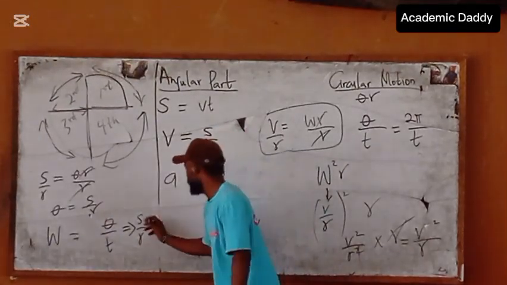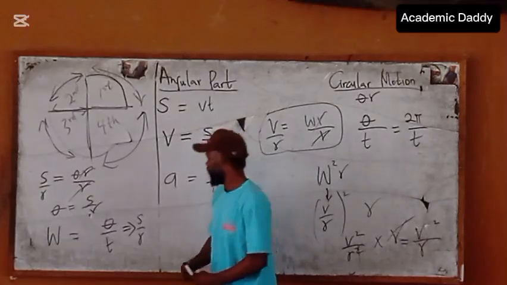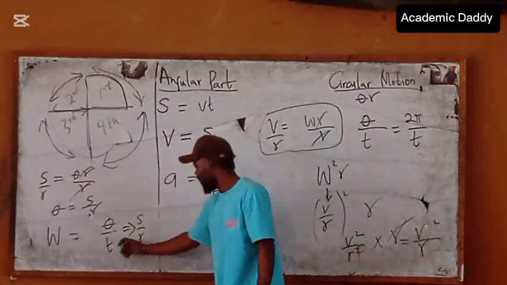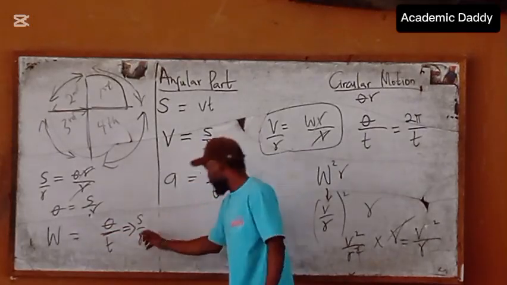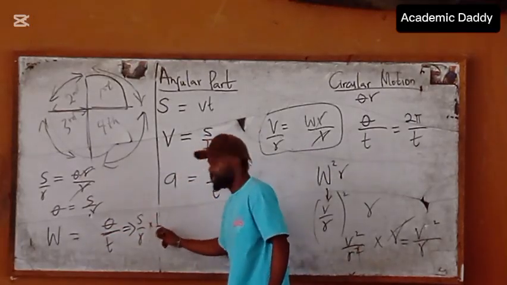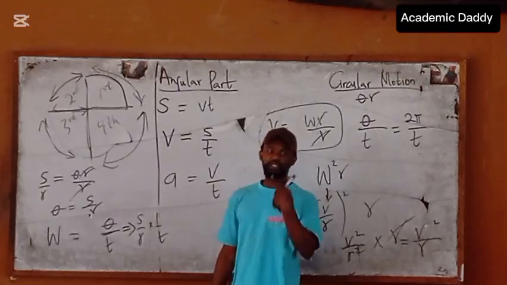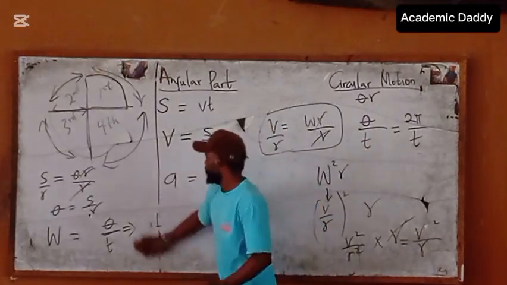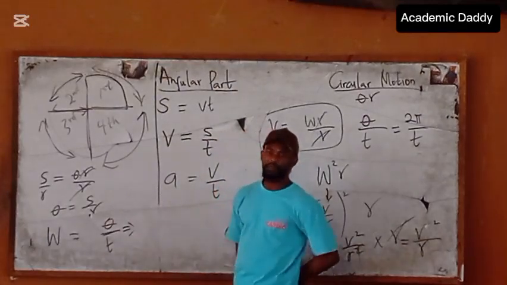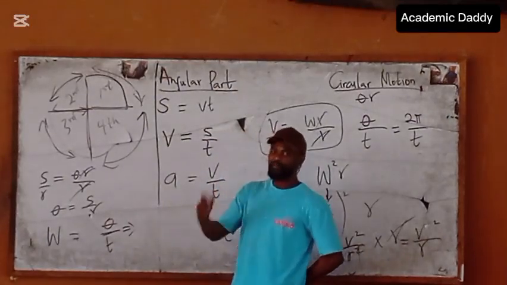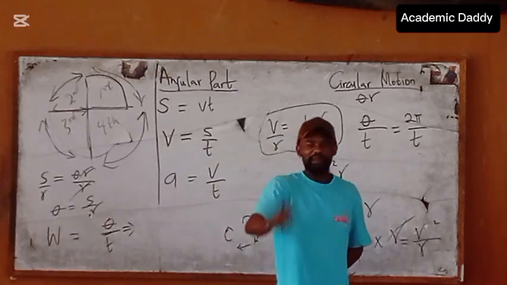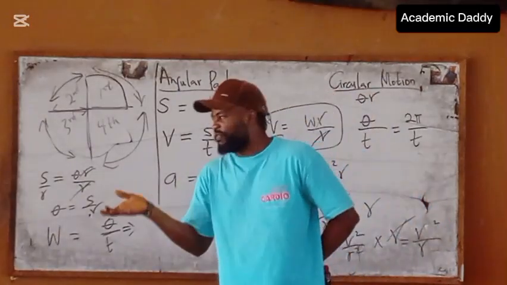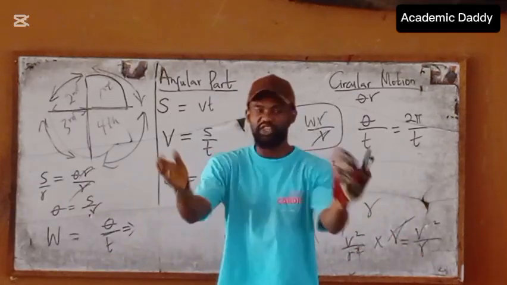But see, let's do it this way. S over R will be for theta now. You don't understand, just see the equation. This is S over R. I have divided by T. So I can put my T here, I say times 1 over T. Is it confusing? It's not confusing. See, I have W is equal to theta over T. I am doing the mathematics for you. You do the mathematics. So you do it yourself.